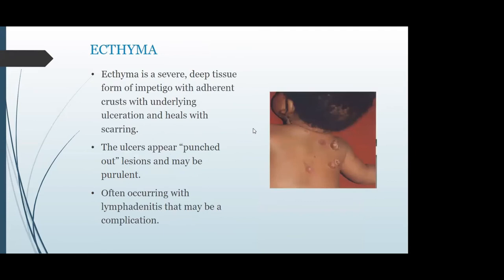Okay, the last form and the most severe form is what they call ecthyma, the most severe of the clinical forms of impetigo. It's a deeper form of impetigo where you have an adherent crust and underlying ulceration, and these ulcers appear punched out on the baby's skin. This occurs with the lymph nodes around that area also being affected, and the child might also have systemic features like fever. Next, please.